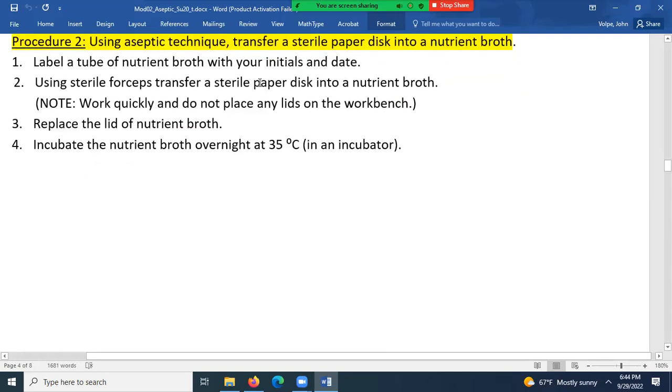All of the tubes and containers must be labeled with your initials, the date, what the media is, and then the temperature that you're growing it at can be optional. So once you transfer either in procedure 1, the liquid in, or procedure 2, the paper disc in, you then cap the tube and then put it in the test tube rack and put it in the incubator. And then a day later, you look at it.